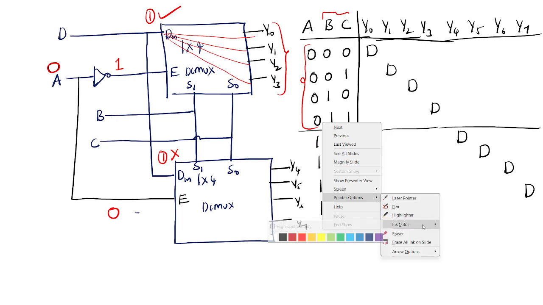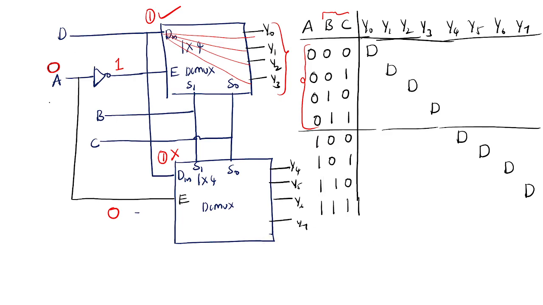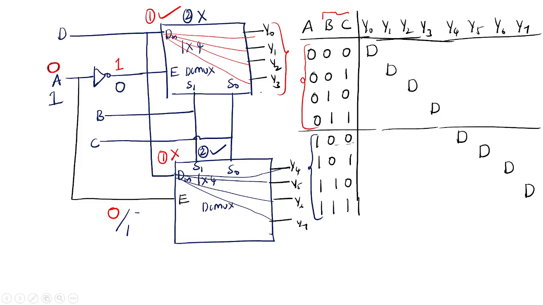Understood, sir. Okay. Next, when A is 1, this becomes 0 and this becomes 1. Second case, this will be deactive and this will be active. So during this state you are getting the output from Y4 to Y7. D input is connected to Y4 depending on the selection line, D input is connected to Y5, D input is connected to Y6, and D input is connected to Y7 depending on these B and C lines.